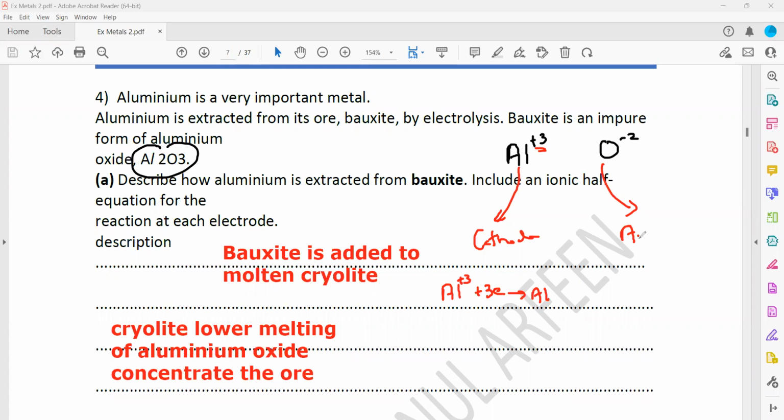Oxygen will move towards the anode. When one oxide ion moves there, it will lose two electrons and form an oxygen atom, but we write the equation for a molecule. So the two oxide ions will lose four electrons and form oxygen gas. You have to write the equation at the anode and the equation at the cathode, then what we do and how we carry out this electrolysis. That's about the extraction of aluminium.